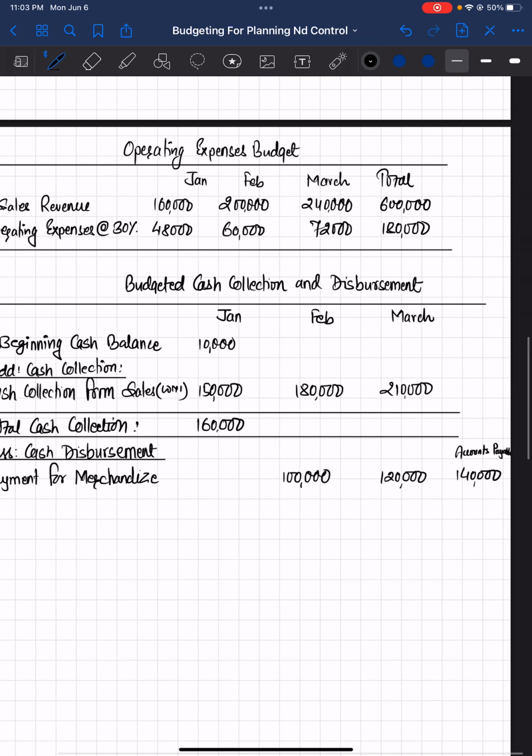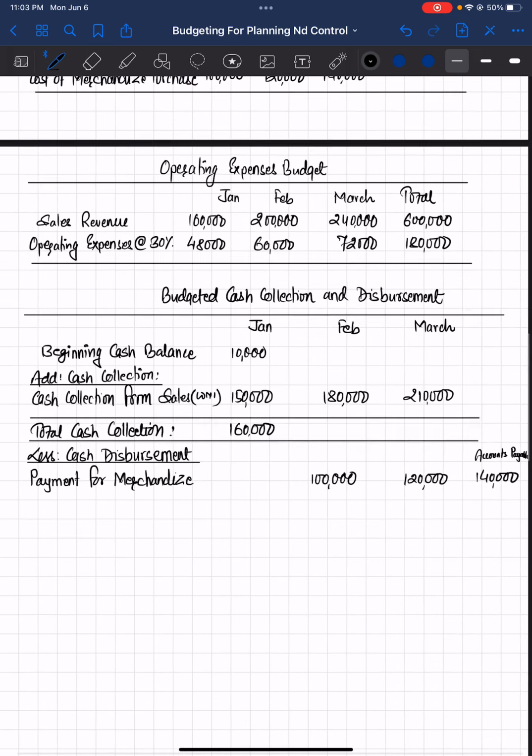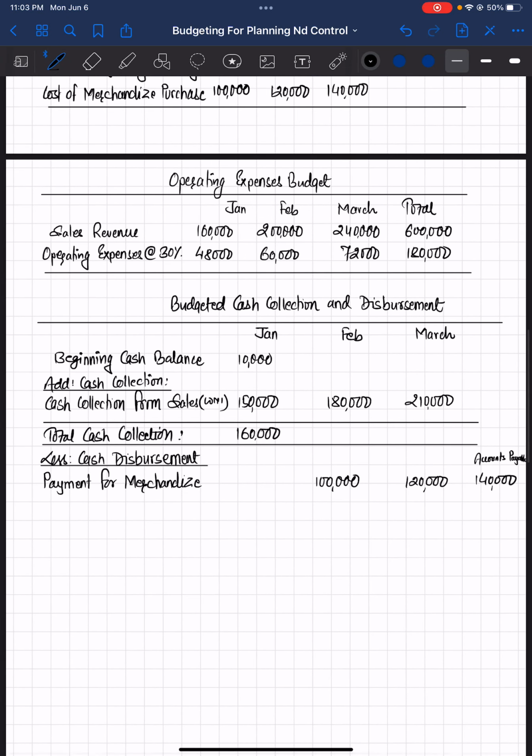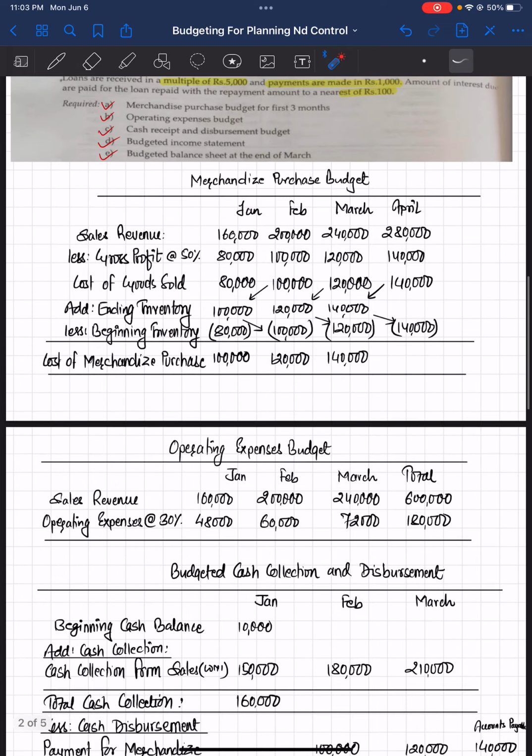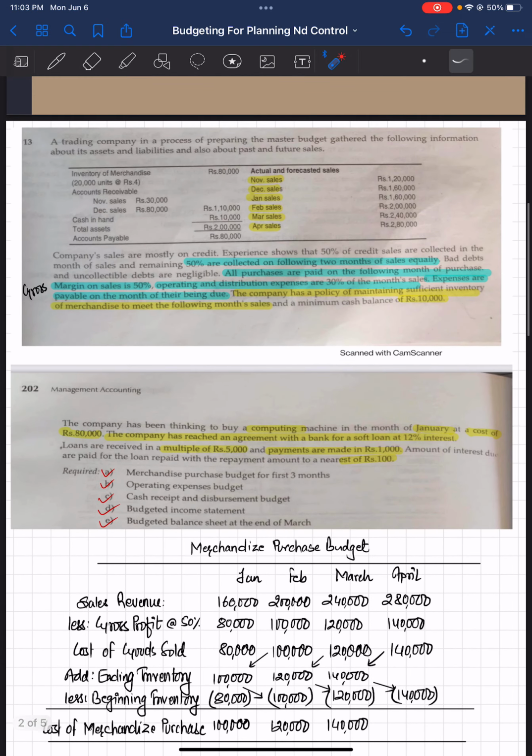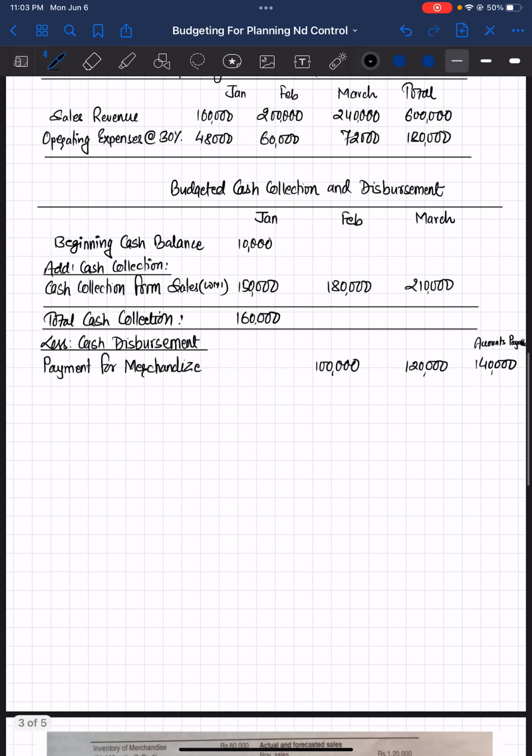All right. So as you can see, there's no amount in the month of January. So in this part, you'll make sure that you have the amount of the purchase that was made in the month of December, which is 80,000, and this will be paid in the month of January. So we'll have it over here as 80,000.